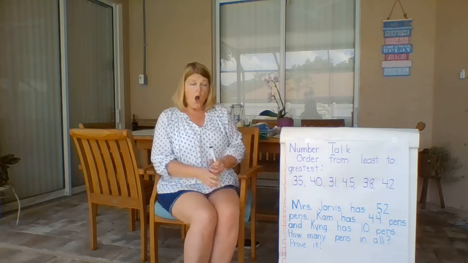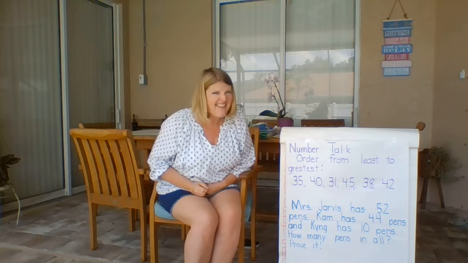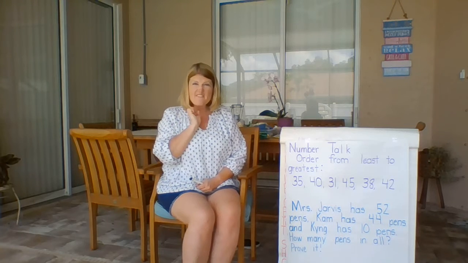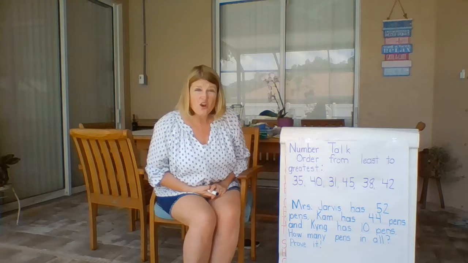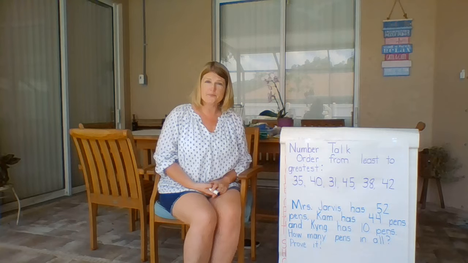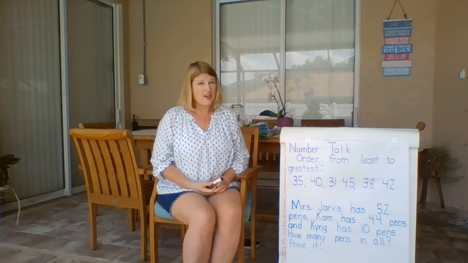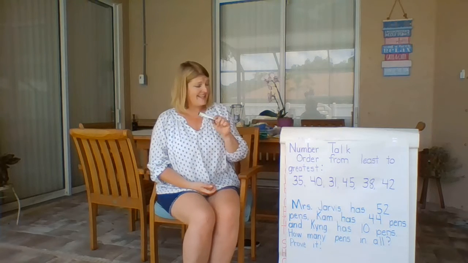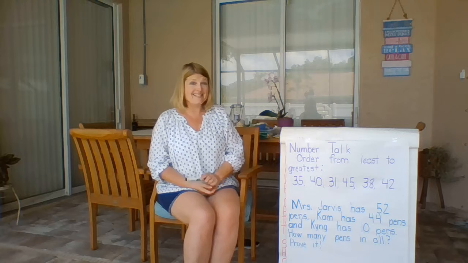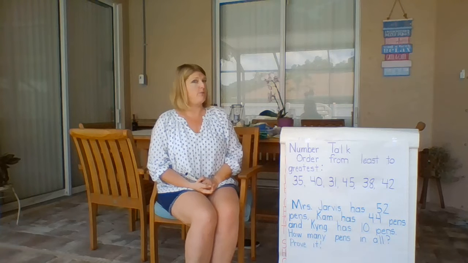Prove it. Oh my goodness gracious. This friend made it a little hard on us, didn't they? They gave us 3 different numbers to work with. Tell me, what are those 3 important numbers we have to know to be able to solve this story problem? What are they? You're right. We have to know that Mrs. Jarvis has 52 pens, that Cam has 44 pens, and that King has 10 pens. All 3 of those numbers are important in this story problem.